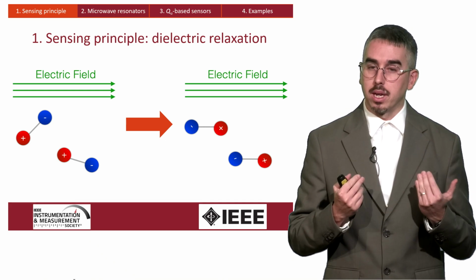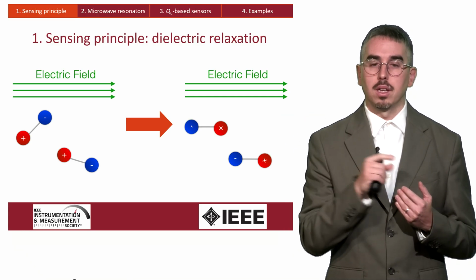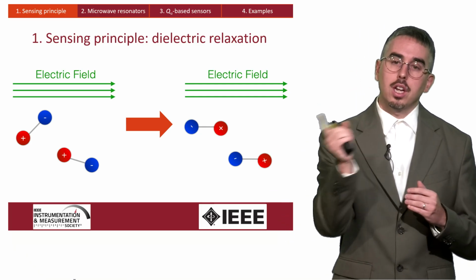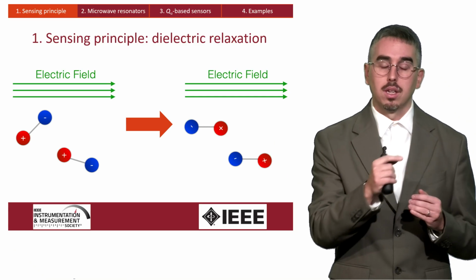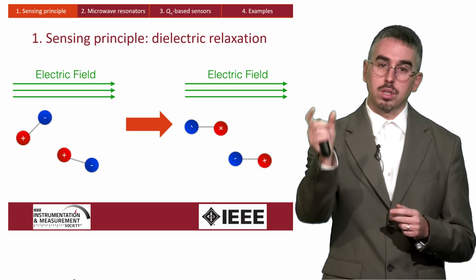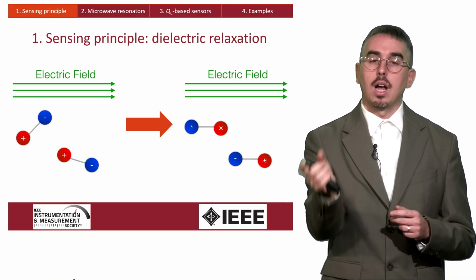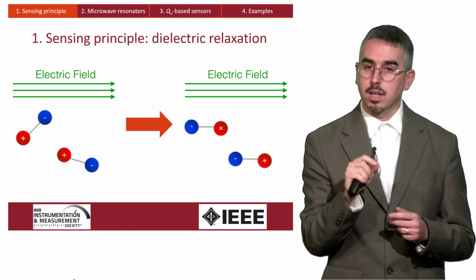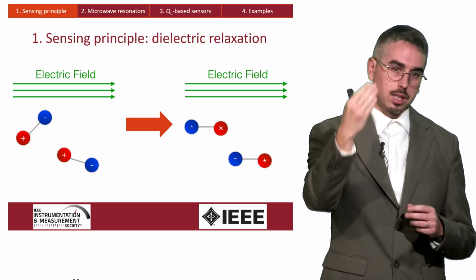Now, what happens if we apply a varying field, a field in which the direction of the field is changing from one side to another side at a constant pace? Well, in this case, what we will see is a constant rotation of the dipoles in order to align parallel to the direction of the field at each specific moment. And now, let's go to the next level.